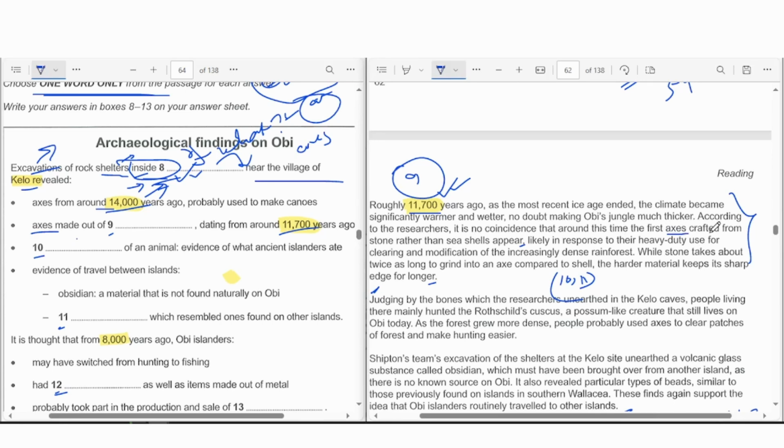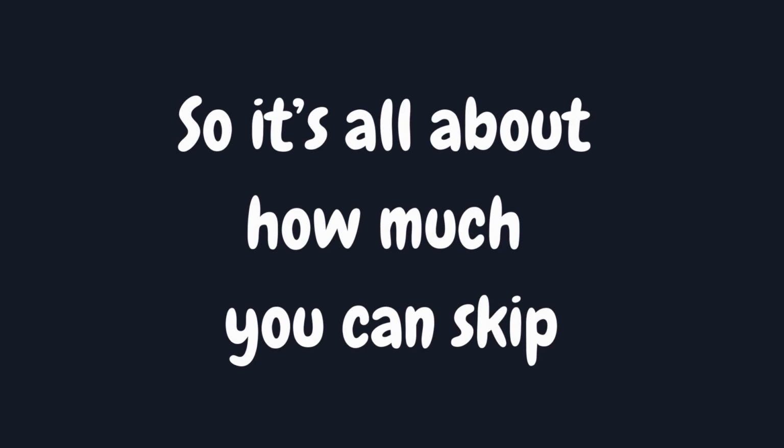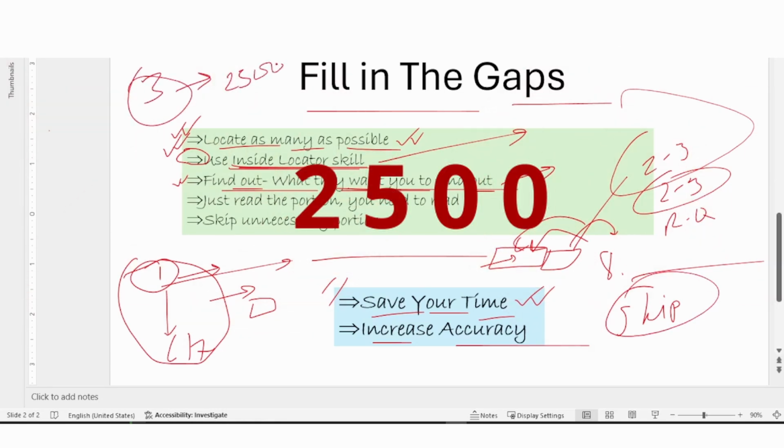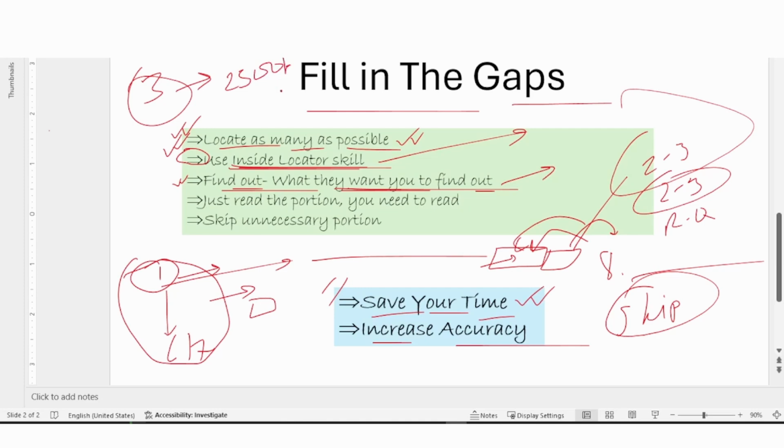So how the inside locator is going to help you: when you find the access, you don't need to read the first sentence. It helped you to find the location. But if you use the inside location, it will help you skip more. So it's all about how much you can skip, because if you want to read everything, you don't have the time. Generally in total 3 pages, you will get around 2,500 words.